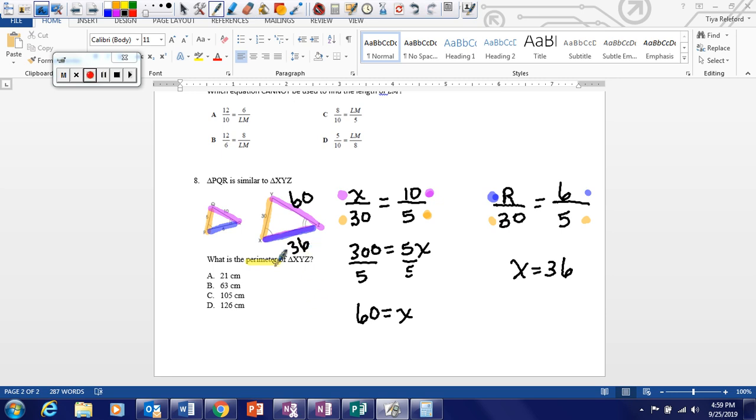Now to find perimeter, you're going to add this side plus this side plus this side. Once you add all of those up, you'll have your answer. Now you know your answer is not 21, it's too small. So make sure you use some critical thinking and easily add all these up.